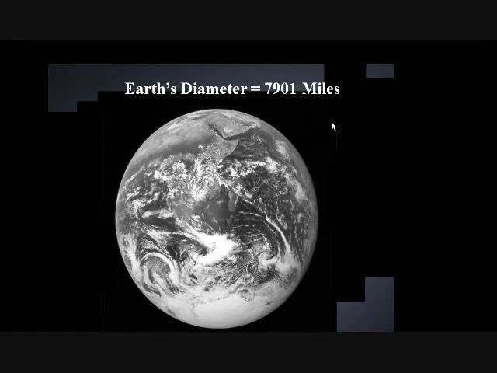That means that if you were to start digging on one side of the Earth and dig a hole right through the center of the Earth and come out on the other end, it would be 7,901 miles long. That's how long that hole would be, to go right through the surface of the Earth.